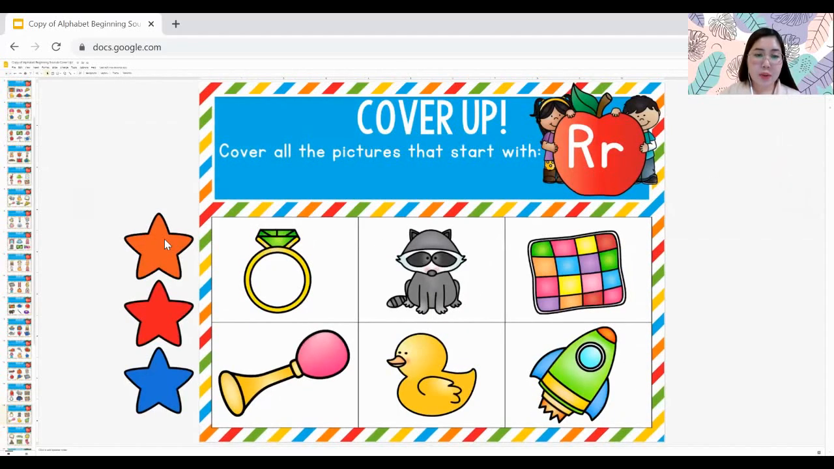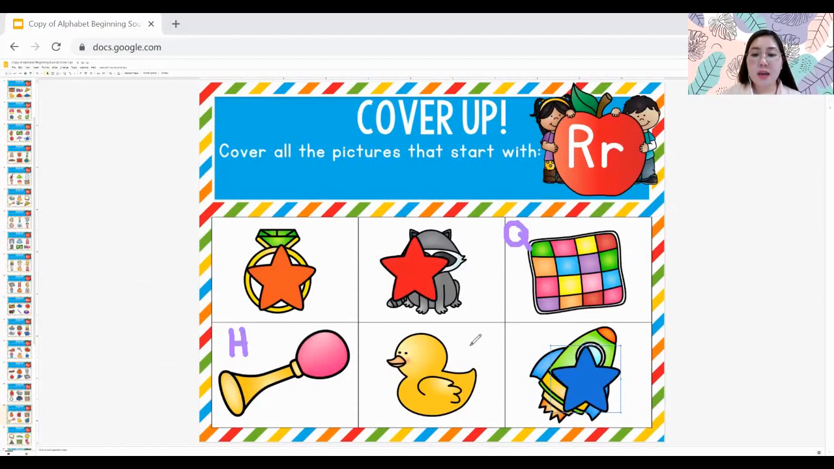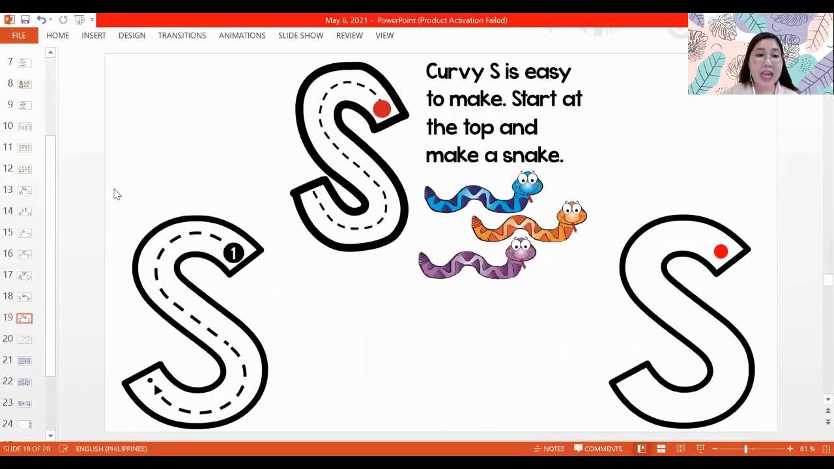Oopsies, sorry about that. R is for ring. R for raccoon, and R for rocket. Because the other picture is just like quilt is for letter Q. This one, horn, is for letter H. And duck is for letter D. So we only have ring, raccoon, and the rocket that begins with the letter R. And now for the last letter for today, we have the letter S.